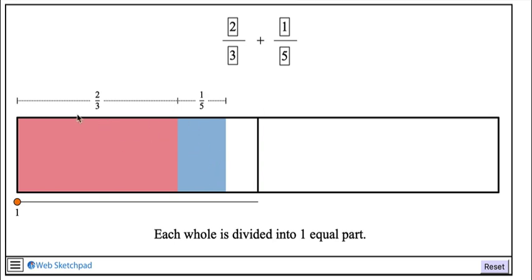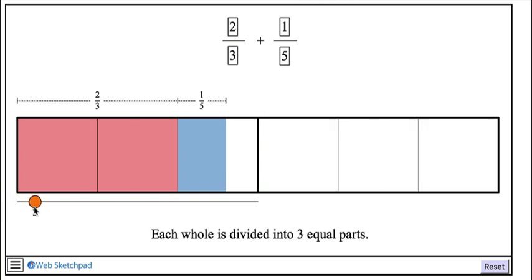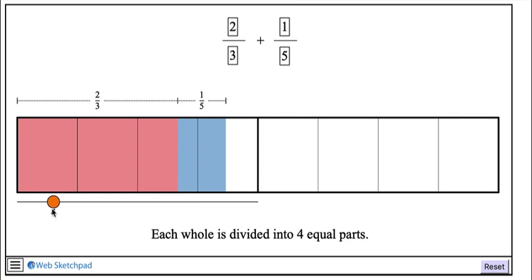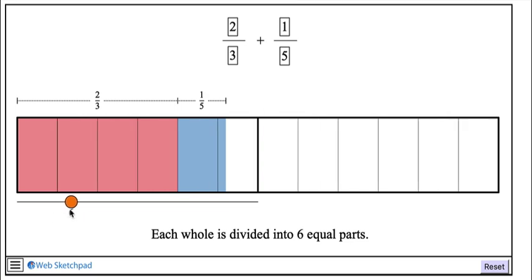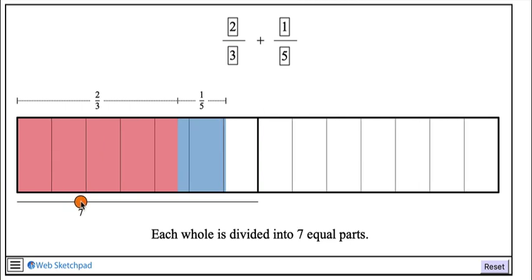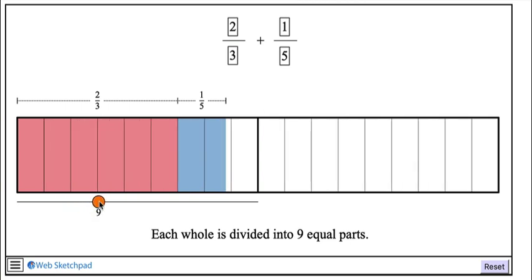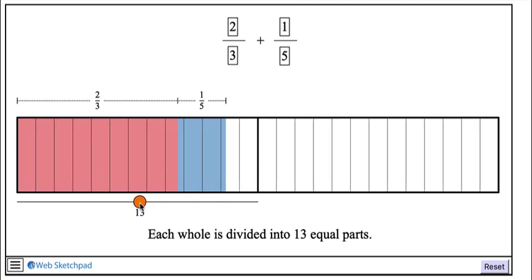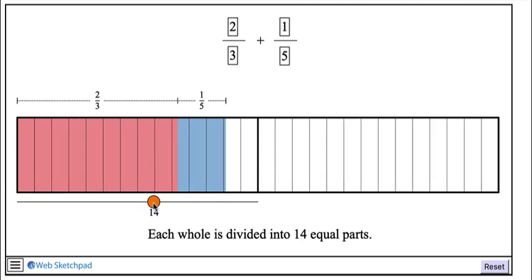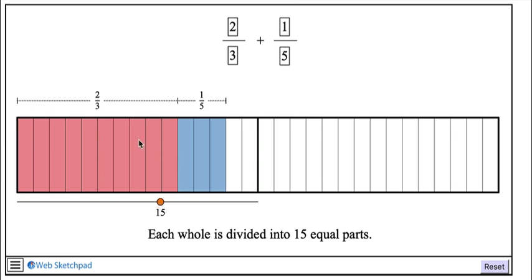Again, the question is, well, how much of this whole is 2/3 plus 1/5? And this time to divide this into equal parts rather than type a value, I can drag the slider point along and divide this into 4 equal parts, 5 equal parts, or 6. And how can I divide this so I can easily see what that sum is? If I keep going, 14 and 15. That makes a split that allows me to see that 2/3 is 10/15 and 1/5 is 3/15.